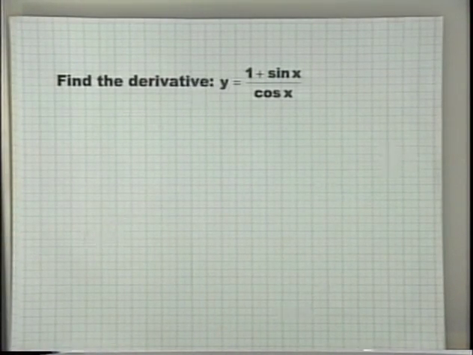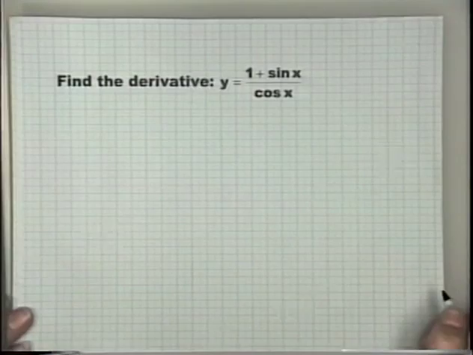Find the derivative of y equals 1 plus sine x over cosine x. Actually, I want to show you two different ways to do this derivative, and you can choose which way you think is easier. But I also want to show you that sometimes, depending on how you approach the problem, you may get an answer that looks a little different than someone else's.